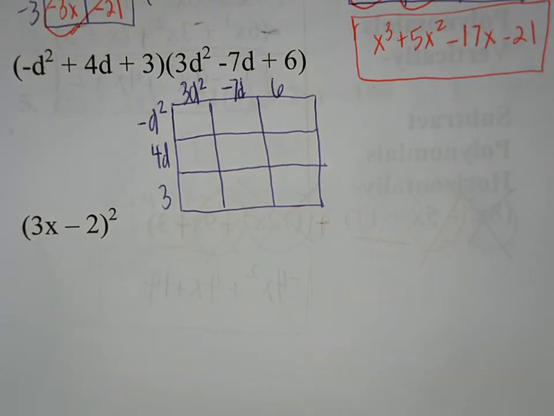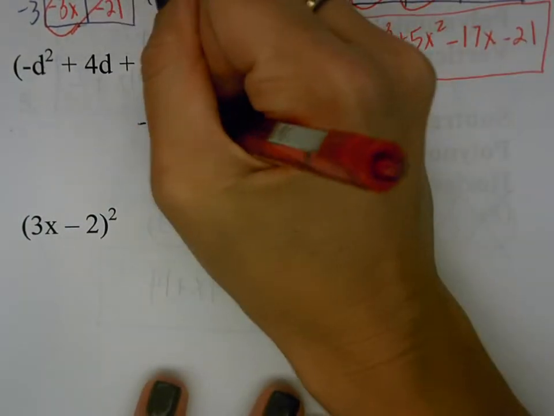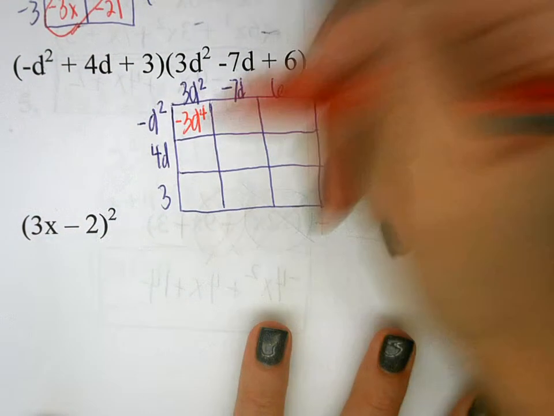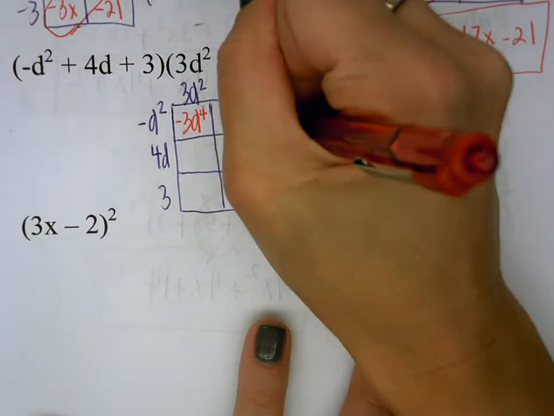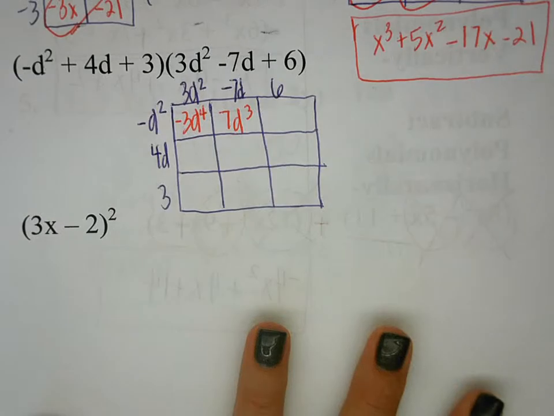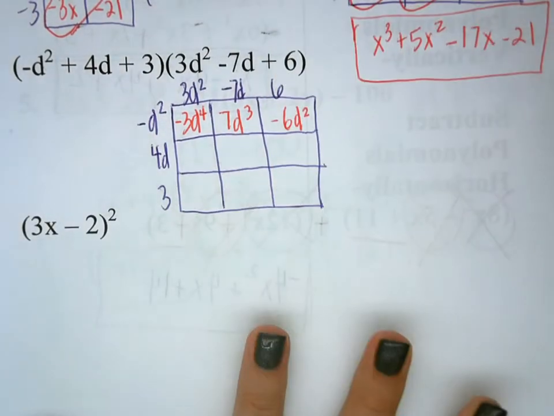Are we ready to start multiplying, or do you want me to wait a minute? Okay, so negative d squared times 3d squared is... Good, negative 3d to the 4th. Then we have negative d squared times negative 7d, which is 7d to the 3rd, because a negative times a negative is a positive. And then we have negative 6d squared. Right?